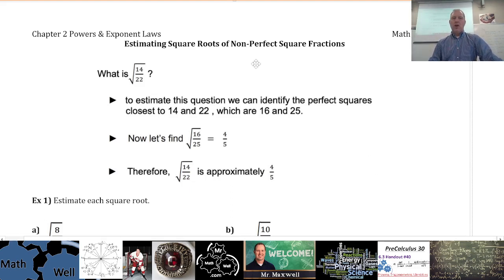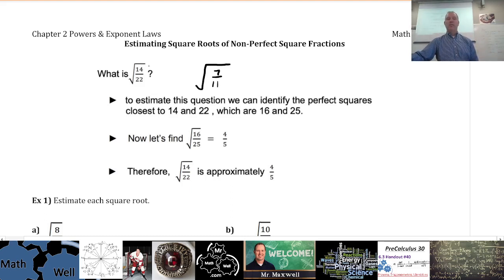Estimating square roots of non-perfect square fractions. So what is the square root of 14 over 22? Well, 14 and 22. Can we reduce that? I suppose we could. We could go to 7 over 11. Okay, 7, 11. Is 7 a perfect square? No. Is 11 a perfect square? No. So this is not helping us here too much.